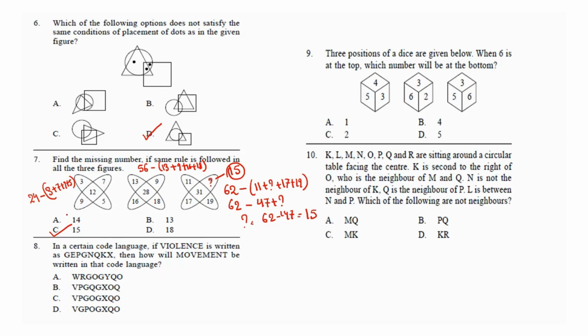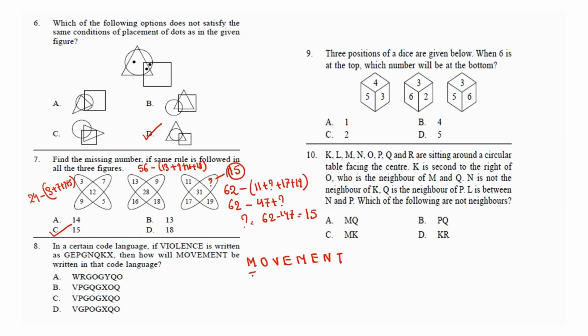Coming to question number 8. In a certain code language, if violence is written as this, then how will movement be written in the code language? So here, what they have done, they have violence. They have first reversed the writing part, and then they have added +2. So let's do the same pattern for movement. First, we will write down MOVE MENT, movement.